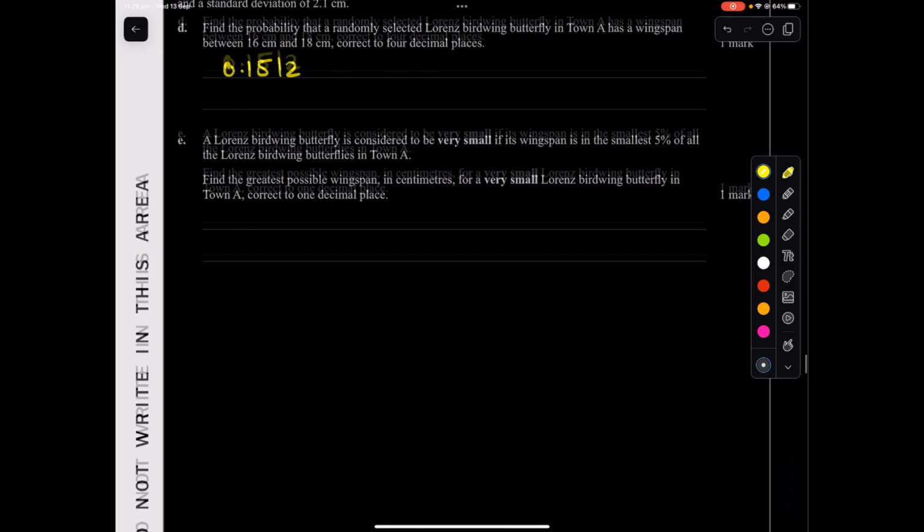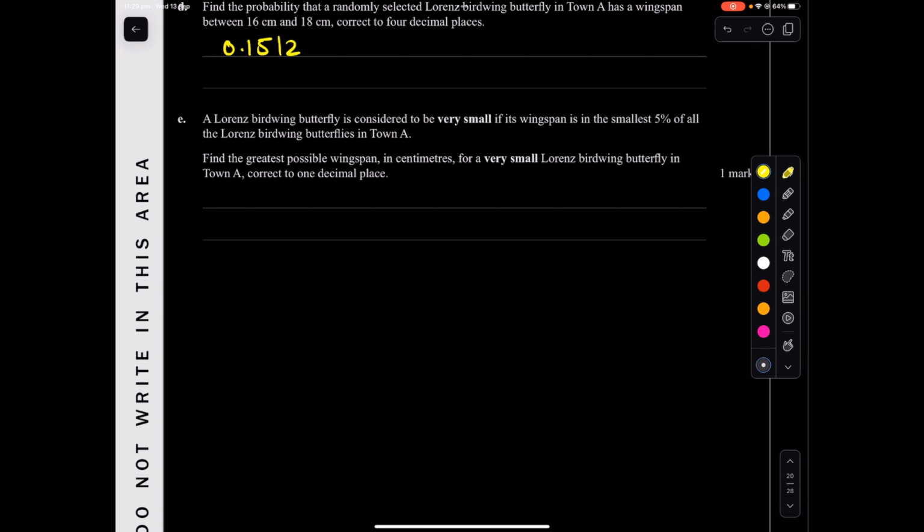A Lawrence bird-wing butterfly is considered to be very small if the wingspan is in the smallest 5% of all the Lawrence bird-wing butterflies in town A. Find the greatest possible wingspan in centimeters for a very small bird-wing butterfly in town A, correct to 1 decimal place. So if I just draw a normal graph here, a butterfly is very small if its wingspan is smaller than some value of x, and the area here is 0.05. We just need to find that value of x, which is very easy.